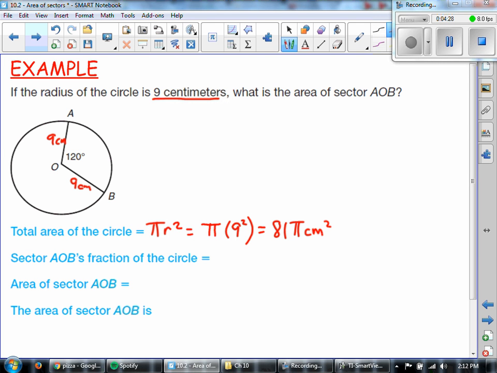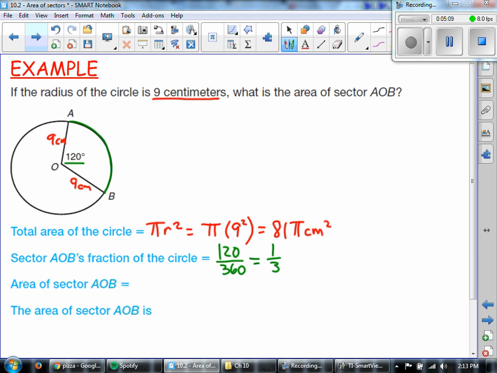Okay? Sector AOB is a fraction of the circle. So what fraction of the circle is sector AOB? Well, you take the central angle here, and let me highlight this in green. So this central angle, which is 120, which is the same as that arc, you're going to take that over 360 degrees. So 120 over 360 reduces to 1 over 3. So we are really looking for 1/3 of the total area of the circle.